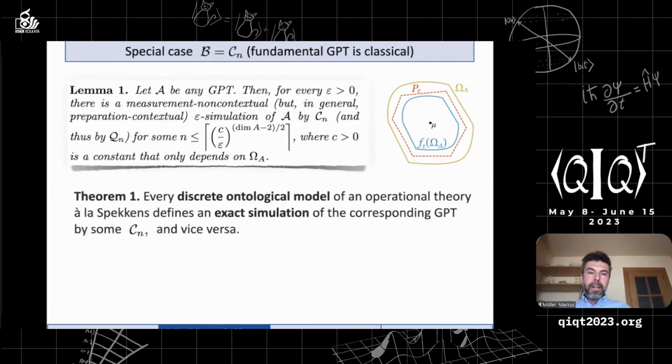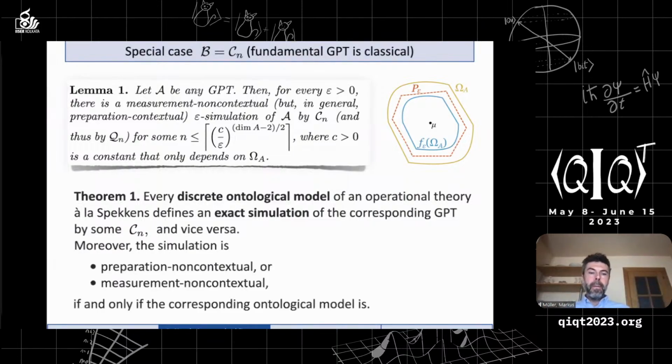And so what Spekkens calls an ontological model of an operational theory, this is nothing other than an exact simulation in our terminology, by classical probability theory. So this is just the same thing that Spekkens defines in the special case that the fundamental theory is classical. And the simulation is preparation non-contextual or measurement non-contextual exactly if and only if Spekkens' ontological model has this property, right? So in this sense, if B is classical, everything reduces to Spekkens' notion.